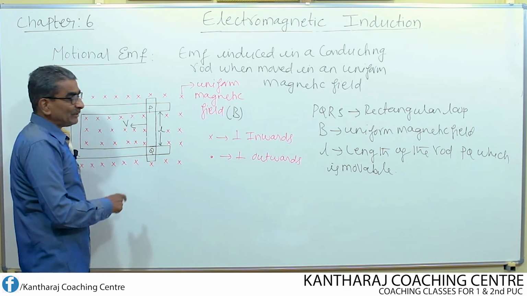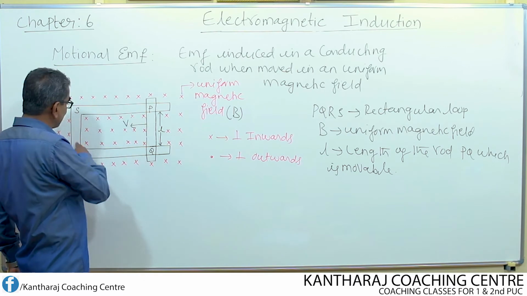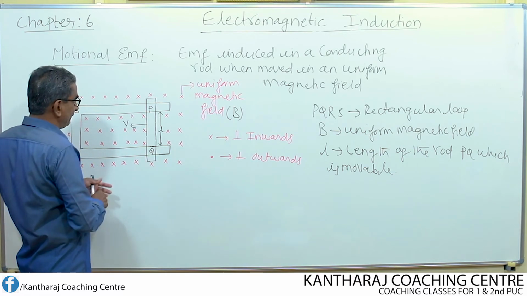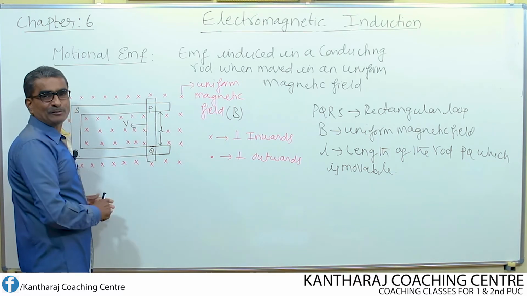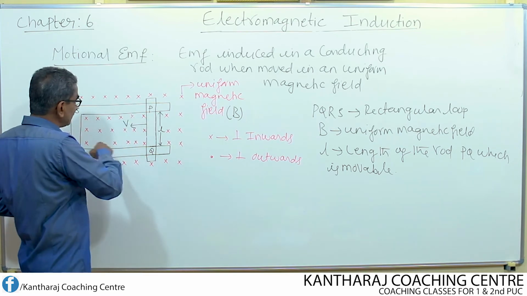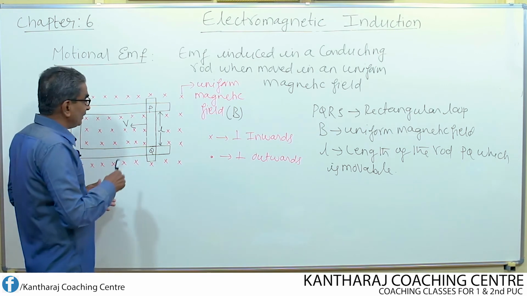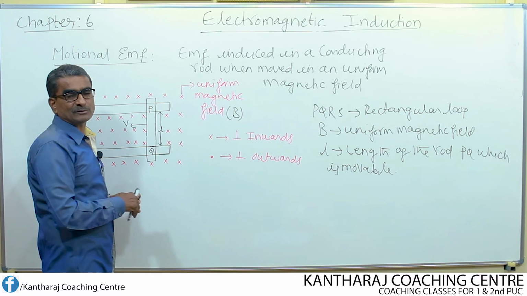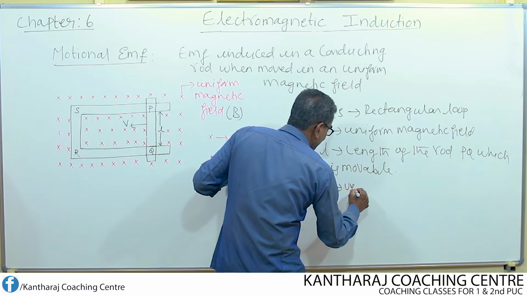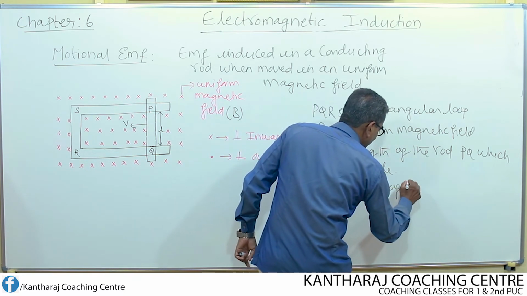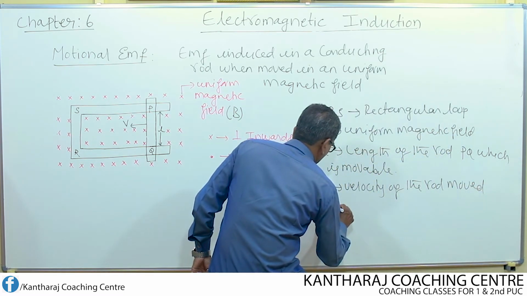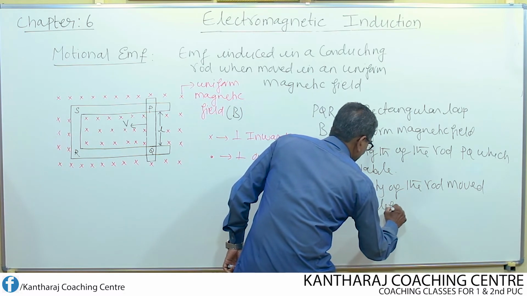As a result of that EMF, current also starts flowing through the rod, because it is a closed circuit. Over this U-shaped rectangular frame, if we keep one rod, then the circuit is said to be closed. If we remove the rod PQ, then the circuit is said to be open. When the circuit is open, there is no EMF. When the circuit is closed, then both EMF and current are induced. So let us consider that V is the velocity of the rod moved towards the left side.